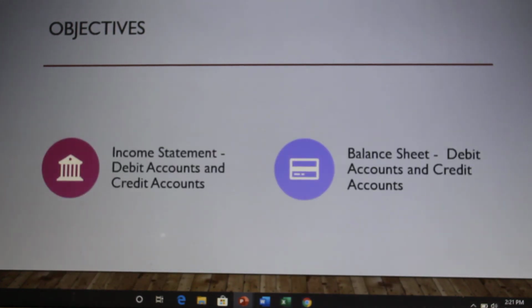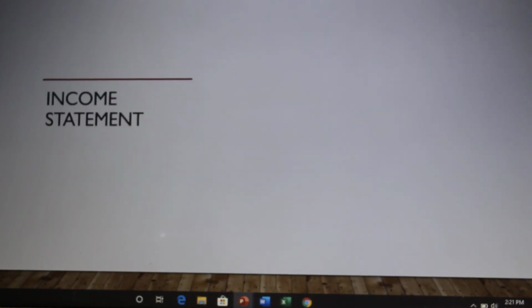We're going to look at the two main statements. The first statement is the income statement, and the next statement is the balance sheet. We're going to look at the income statement with debits and credits, and the balance sheet with debits and credits.